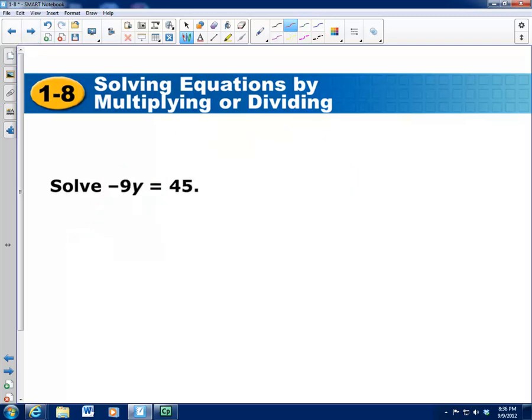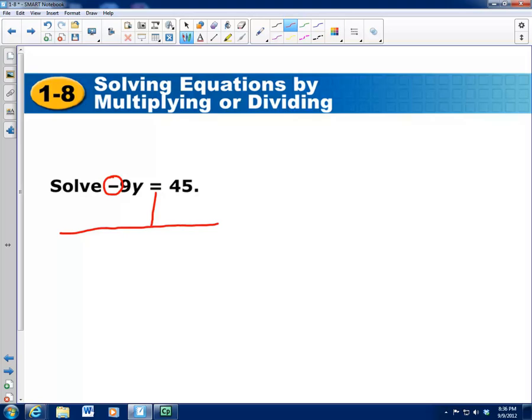All right, this one is very similar to the last one, with the exception that now we have a negative in front of my number with the variable attached to it. Now, that doesn't make it any more difficult. That just means that our answer is going to be different. We're going to have to remember our integer rules. So we're going to use our balance beam again.